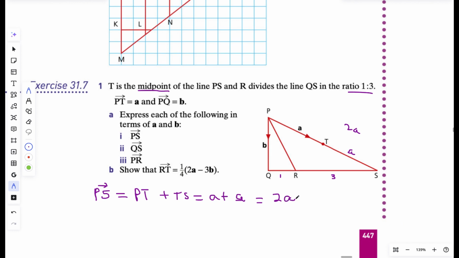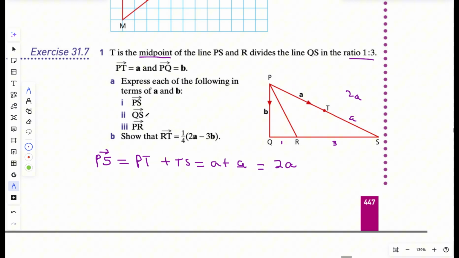First one is 2A. Now let's find QS. Okay, to find QS, you can see this vector is 2A and this one is B. They are not going the same direction. So I will say 2A minus B, because we are looking for QS. Assuming we are looking for QP and they gave us this, you say this plus this will give us this one. But since we are looking for QS, that's not where you stop, that's where you continue.